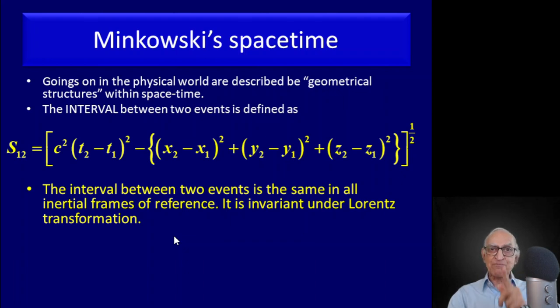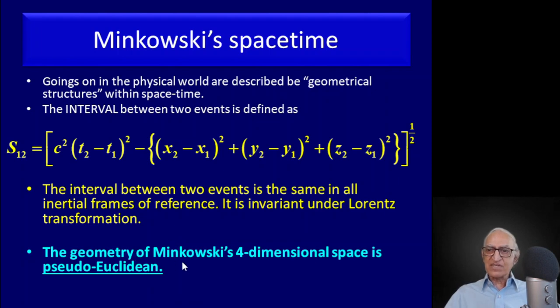Therefore, there is something absolute about the interval between events. Time and space are not absolute. What is absolute are intervals between the events. Now, the geometry of Minkowski's four-dimensional space is pseudo-Euclidean. Please remember that if this was Euclidean, there would be a plus sign over there, because the distance between two points in four-dimensional space would be (x2 minus x1) whole squared plus (y2 minus y1) whole squared plus (z2 minus z1) whole squared plus the fourth coordinate difference whole squared. So the geometry is not Euclidean, there has to be a minus sign, but it is pseudo-Euclidean.